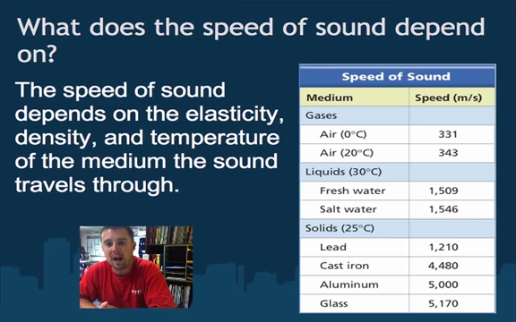Take a moment to take a look at the table for speed of sound. You see it's got gases, liquids, and solids. It has speed. It also has some notations of different temperatures in degrees Celsius. So for example, if air is at 0 degrees Celsius, sound travels slower than through air at 20 degrees Celsius. So you see as temperature increases, the speed of sound through the medium also increases.